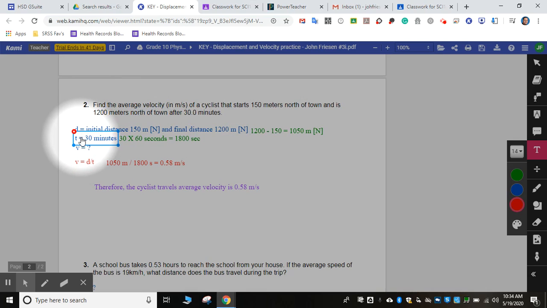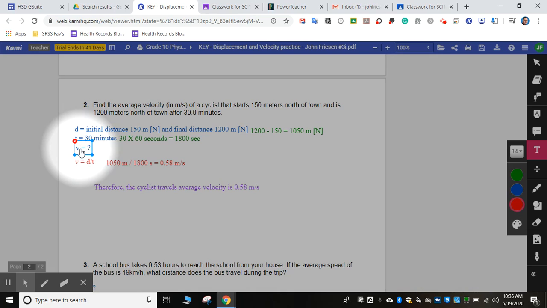Then we take a look at our time. It says that it took 30 minutes. Now we have meters and minutes. We're not going to work with minutes, so we need to convert that to seconds. So 30 times 60, because we're converting it to seconds, is 1,800 seconds. Now you can find this on your formula sheet. Has some helps there.